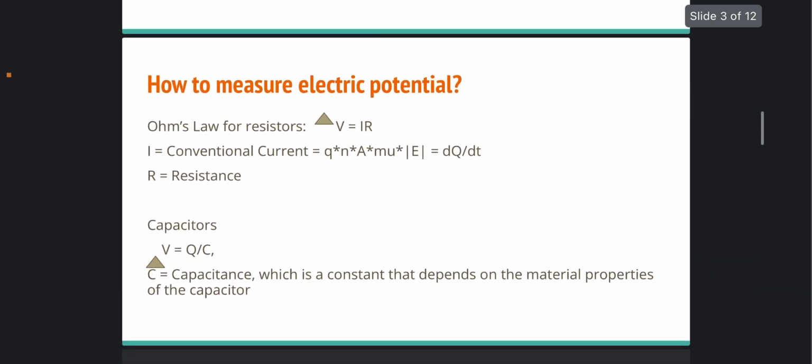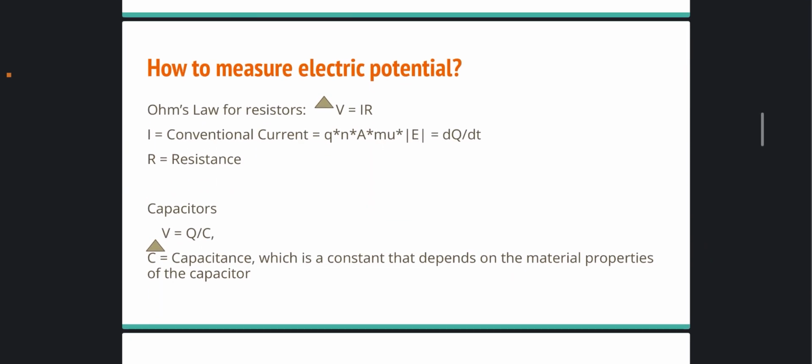And when it comes to actually measuring electric potential, we have Ohm's law, which says that the electric potential equals the current times the resistance, whereas the conventional current is defined below, which can also be written as a derivative of charge with respect to time. And for capacitors, there's a different formula that says that it's proportional to charge, and the proportionality constant is 1 over the capacitance, which is just a constant that depends on the material of whatever capacitor we're using.